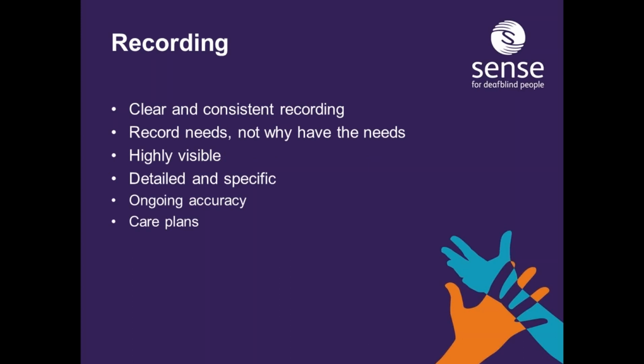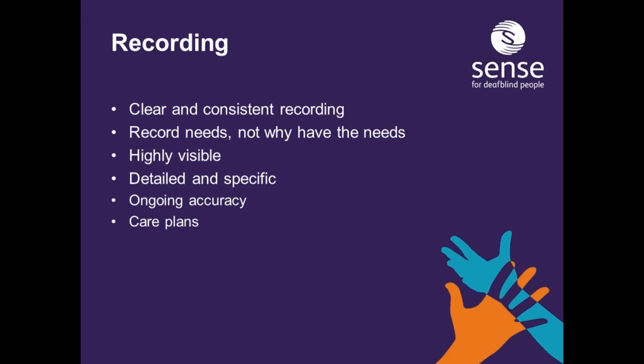There's a requirement to record the communication and information needs which have been identified clearly and consistently on the individual's record. And again, this must happen at an individual's first or next contact with the service. Now, note here that the requirement is about recording needs, not why an individual has those needs. So the record should say that a person requires a BSL interpreter, not that a person is deaf.